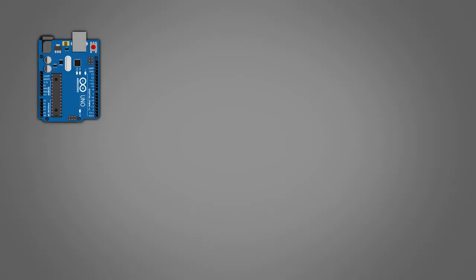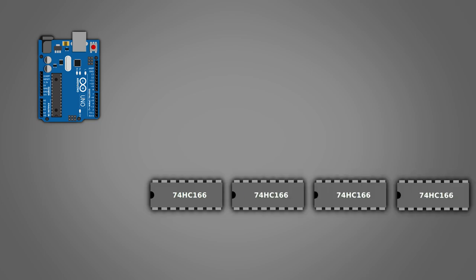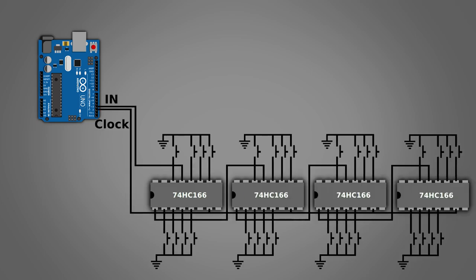The first and the most straightforward method is by using multiple 74HC166 shift registers connected in series. This is actually the method I'm using in my piano project. In this setup, you read each input pin of the shift registers one by one. You read the first pin, then shift, read the second pin, shift again, read the next pin, shift, read, shift, read, and so on, until you've processed all your inputs.